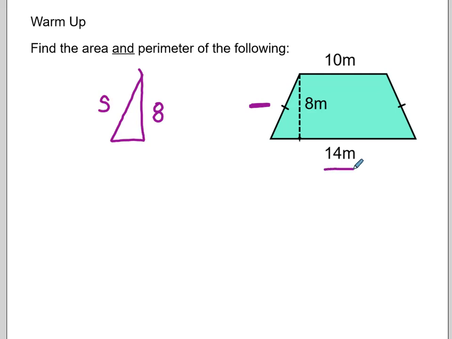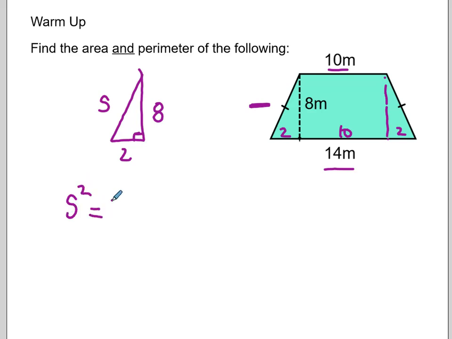Well, the bottom is 14 and the top is 10. That leaves me a difference of 4. And then because I have these little tick marks here showing these are the same length on each side, I know that I can make this a 2 and a 2, and if I draw this down, this is what this shape would break down to. So 2, 10, and 2, that's a total of 14. And this is a right triangle, so I can do a quick Pythagorean theorem.